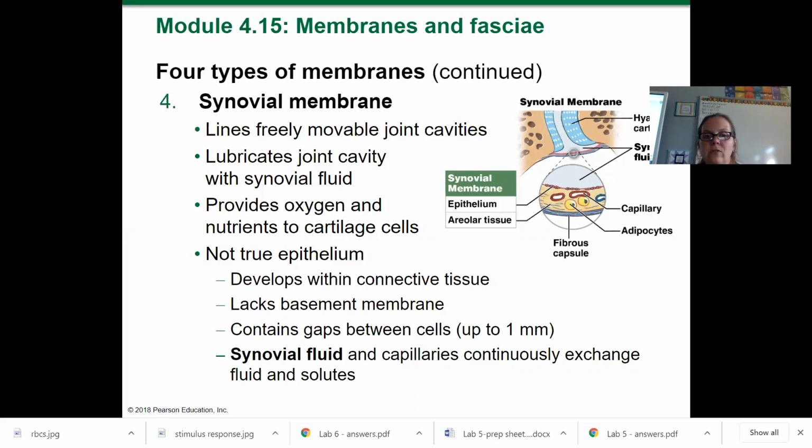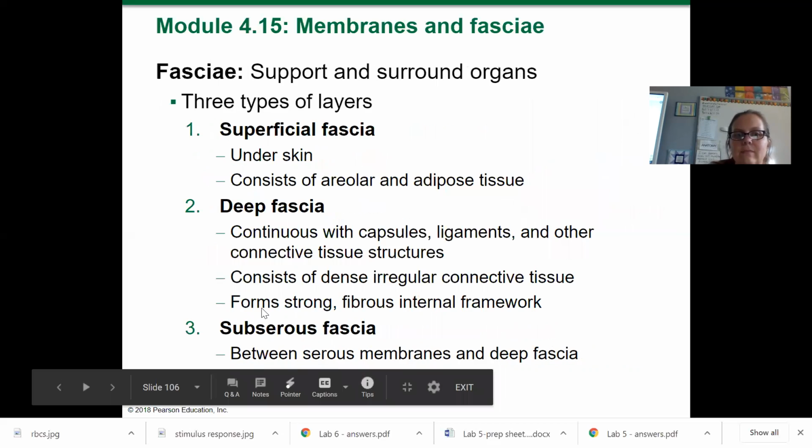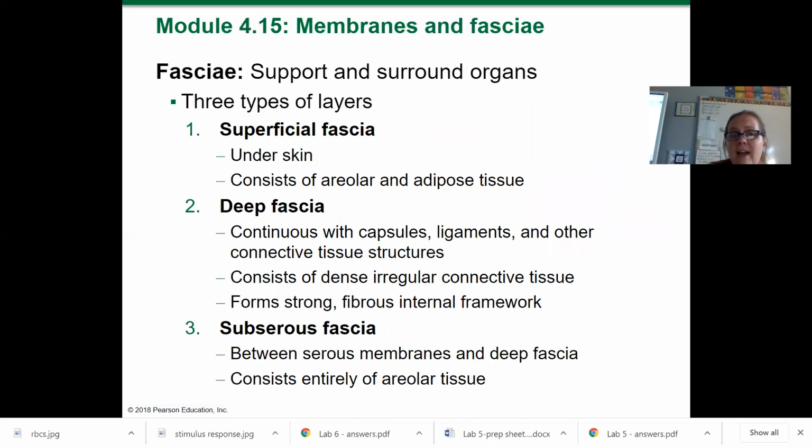There is no basement membrane, so it's technically not an epithelium. So this is, any joint that we talk about is lined with synovial membranes, and that's good because it helps the joint last. Okay, there's also fascia. Fascia are types of tissue that help to surround and support the organs.